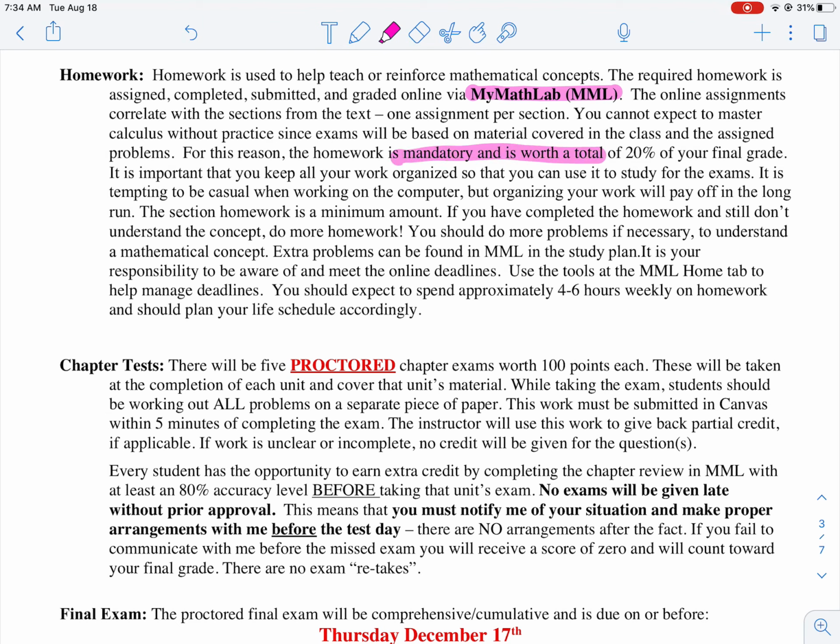Homework is mandatory and is worth 20% of your final grade. So please make sure that you stay on top of that and that it's done by the due date so you get points for all of your homework.